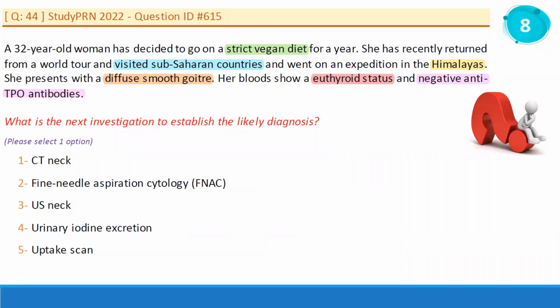She presented with a diffuse smooth goiter. Her blood shows euthyroid status and negative antithyroid antibody. What is the next investigation to establish the likely diagnosis? The patient presented with diffuse smooth goiter with normal thyroid function test, with normal anti-TPO.